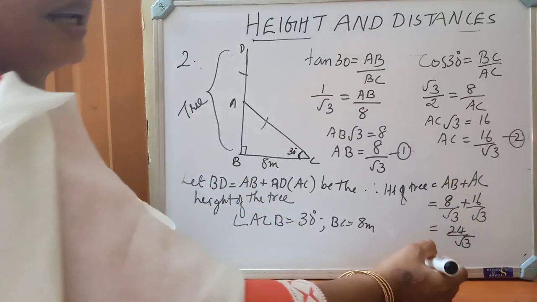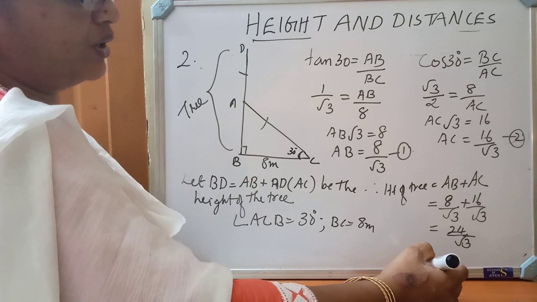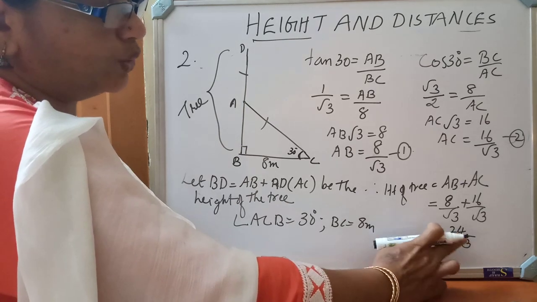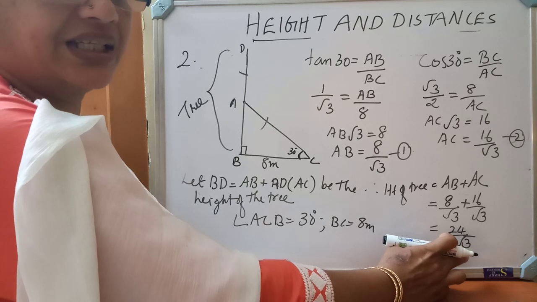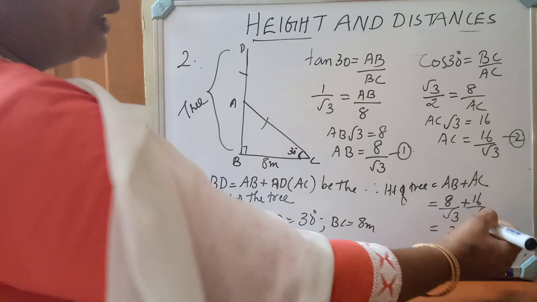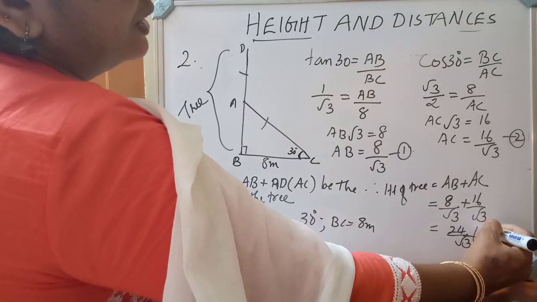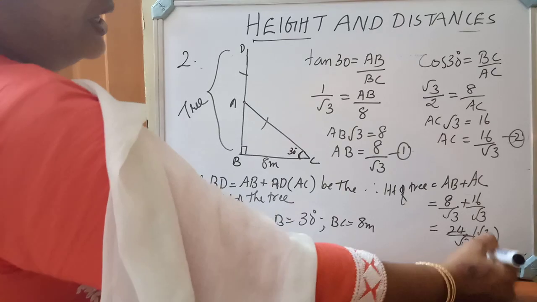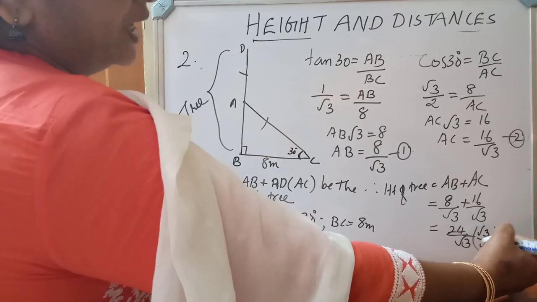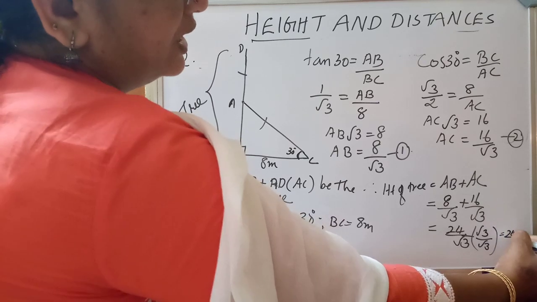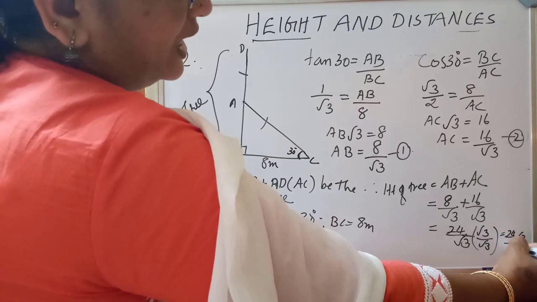Rationalizing the denominator, last year you studied, isn't it? So how to do the rationalization? See the denominator and multiply the numerator and denominator by the rationalizing factor. So root 3's rationalizing factor is root 3. So multiply and divide by root 3. We will get 24 root 3 divided by 3. 24 root 3 divided by root 3 into root 3, 3.